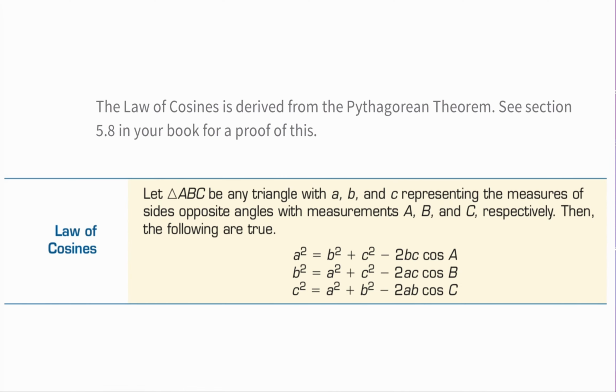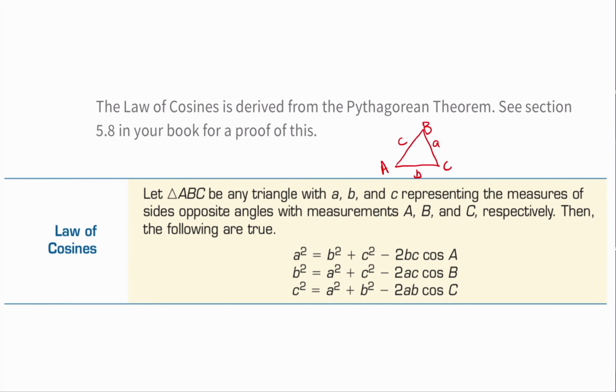The law of cosines looks really nasty, but it's not that bad. It's derived from the Pythagorean theorem, and you can look at this section 5.8 in your book for a proof if you want to. So again, we have some triangle with angles A, B, C, and opposite sides a, b, and c, respectively.